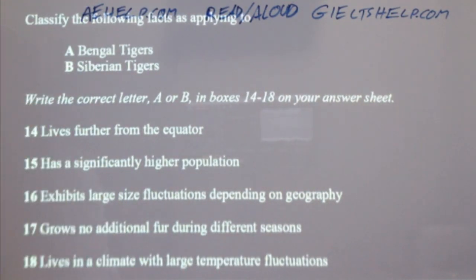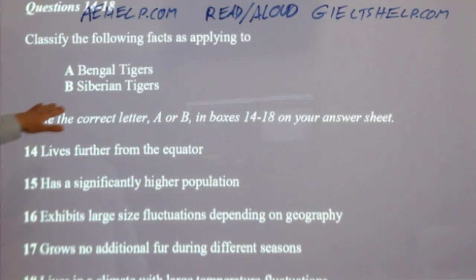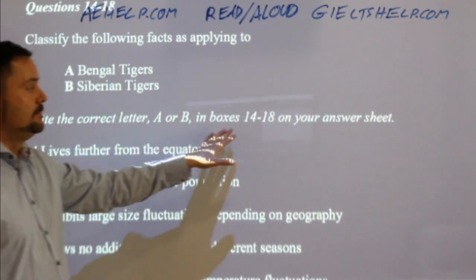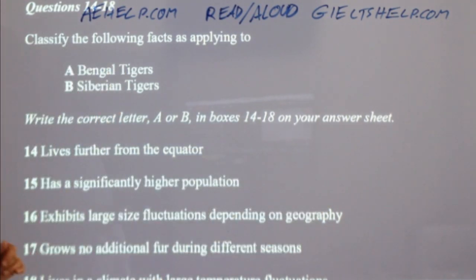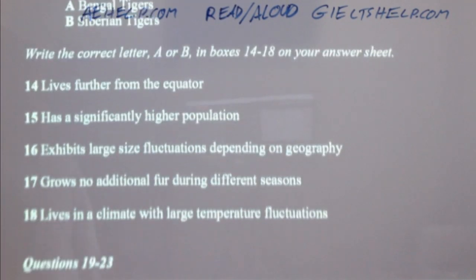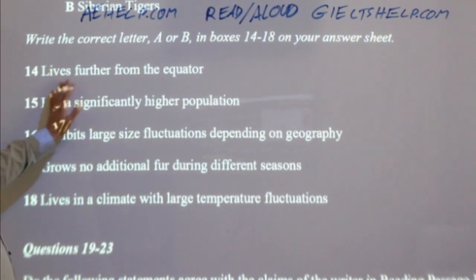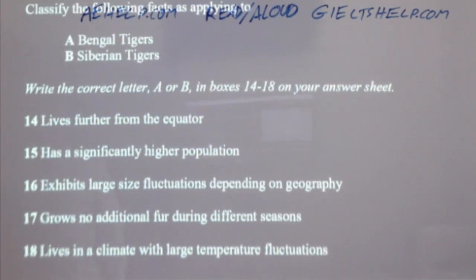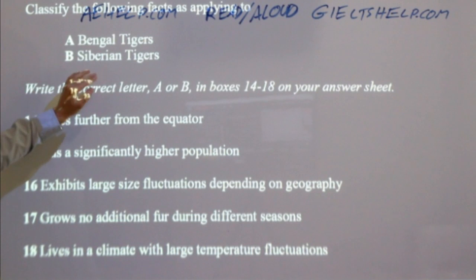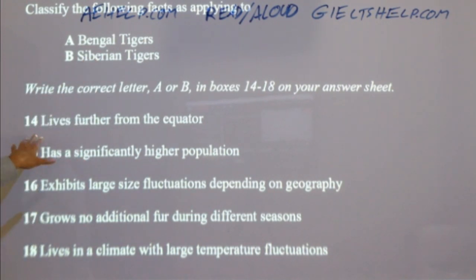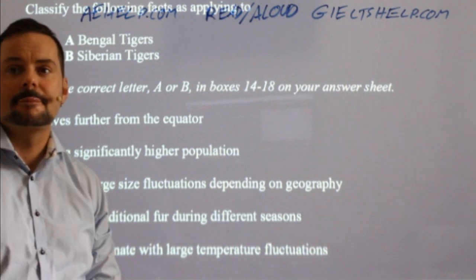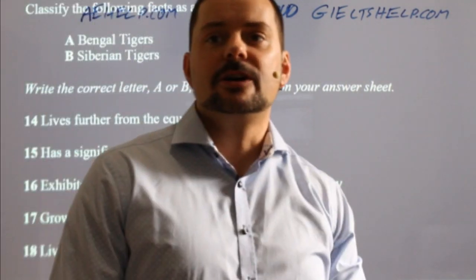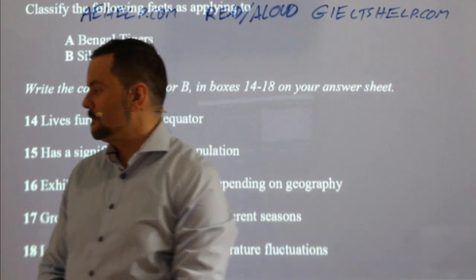Here we go. So, classify the following facts as applying to Bengal tigers or Siberian tigers. Write the correct letter, A or B, in boxes 14 to 18 on your answer sheet. Number 14, lives further from the equator. Is it the Bengal tiger, A, or the Siberian tiger, B? Number 14. So Beck, John, Derek, and Boomy all say 14 should be B, and I agree.